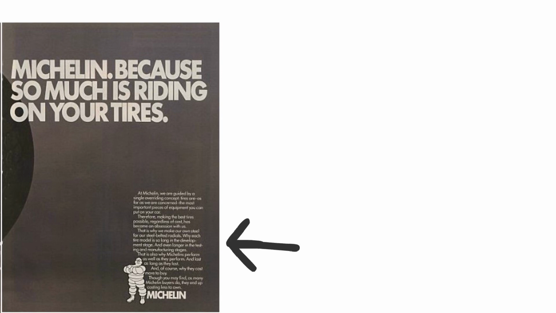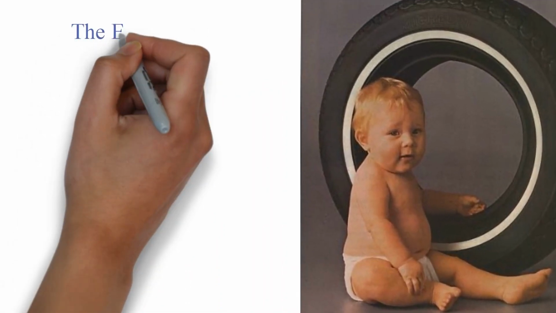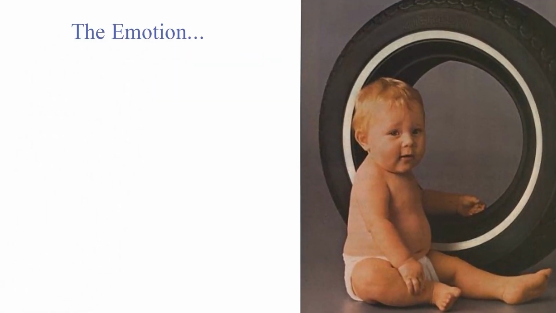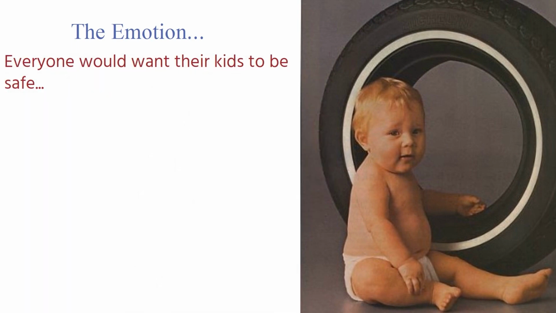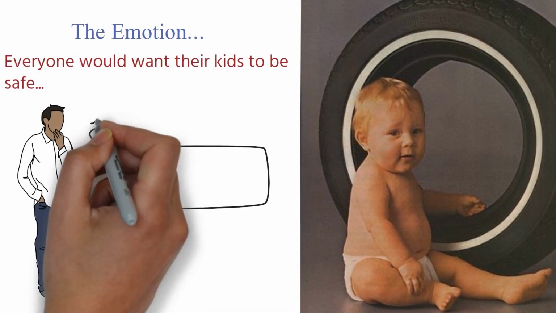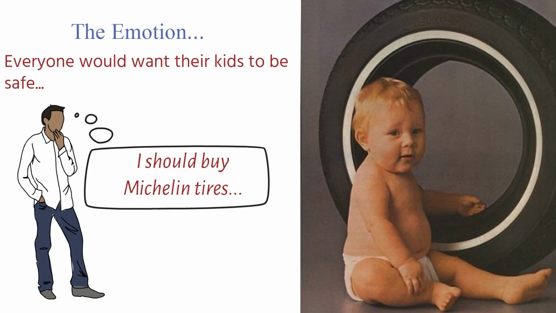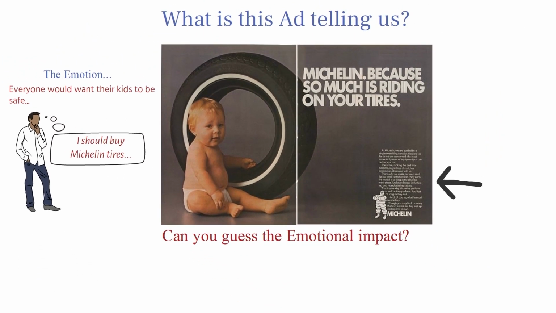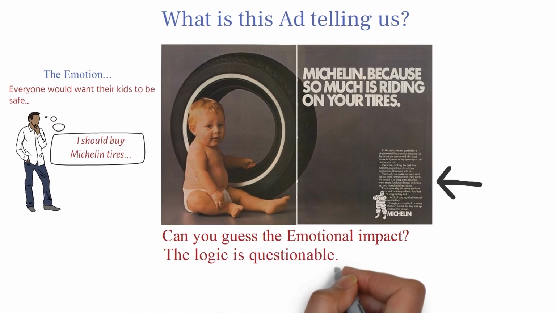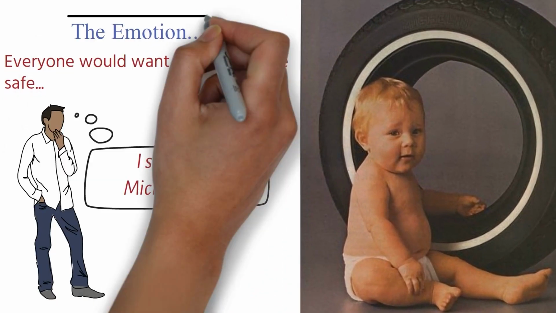So clearly, the intent of this communication is the emotion. Oh, I have kids. I really care about my kids. I really want to make sure they're safe. I better buy Michelin tires so we won't get into an accident. That's the implied message. I'm not sure about the logic of that. We can all question that all day, but you can see the emotional impact of that ad.